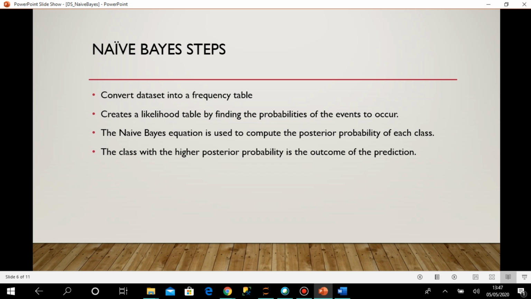For each class, it can be binary or it can be multiple classes. If the only possible outcomes are 2, suppose 1 and 0, it's a binary classification. If the possible values are 1, 2, 3, 4, 5, it's a multi-class classification. Based on that, this equation is used for each class. You have to find the posterior probability, meaning if there are 5 possible outcomes, then for each possible class you have to find the probability. The class with the higher posterior probability is the outcome of the prediction.